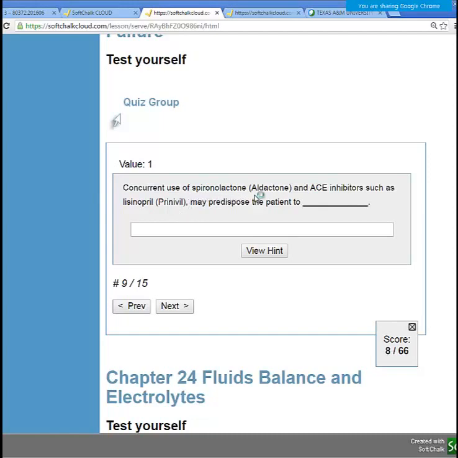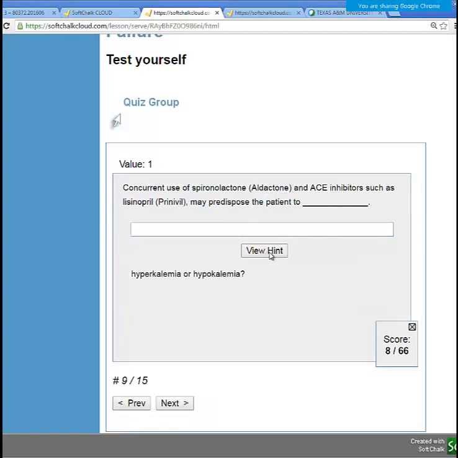Concurrent use of spironolactone, Aldactone, and ACE inhibitors such as lisinopril may predispose the patient to, and then that is a problem with potassium. Spironolactone is a potassium-sparing diuretic, and an ACE inhibitor also spares potassium. So the hint is hyperkalemia. Hyper.